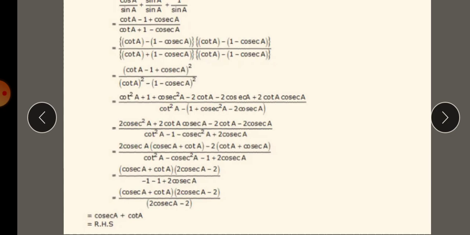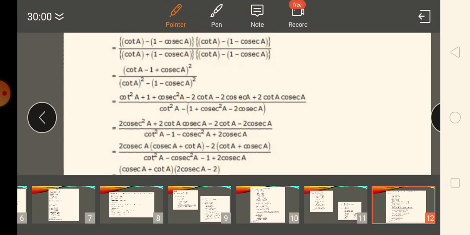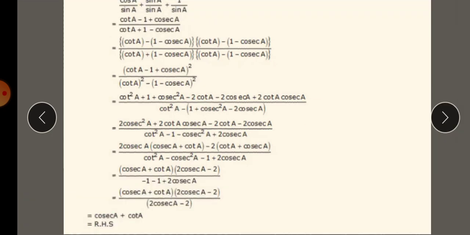So now remove the bracket. If you remove the bracket, here 2 cosecants are there. So what will happen? 2 cosecant square A, because cot square plus 1 is cosecant square A. Then here 2 cot A cosecant A, and minus 2 cot A, minus 2. Here 2 cosecant A is common. So if you take out cosecant A minus cot A as common, and take outside cosecant A plus cot A, then 2 cosecant A minus 2 will be there.